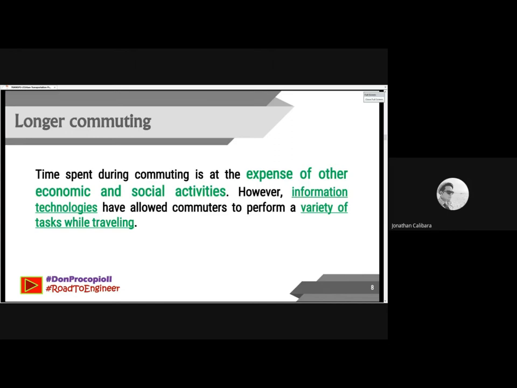Their sales increase. So, it will also help the economy. Okay, next. But I think drivers should beware, because it is really prohibited to use a cellphone while driving.